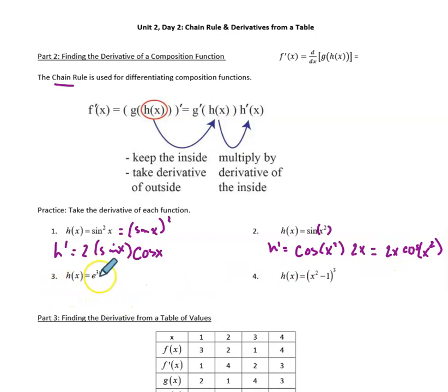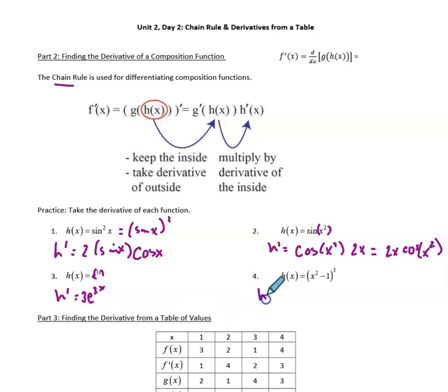Now let's do the next one. My inside function here, of course, was 3x. So h prime is going to be the derivative of e, which always goes to itself. So e to the 3x, leaving that inside function intact, and then multiply by the derivative of the inside function, and the derivative of 3x is 3.